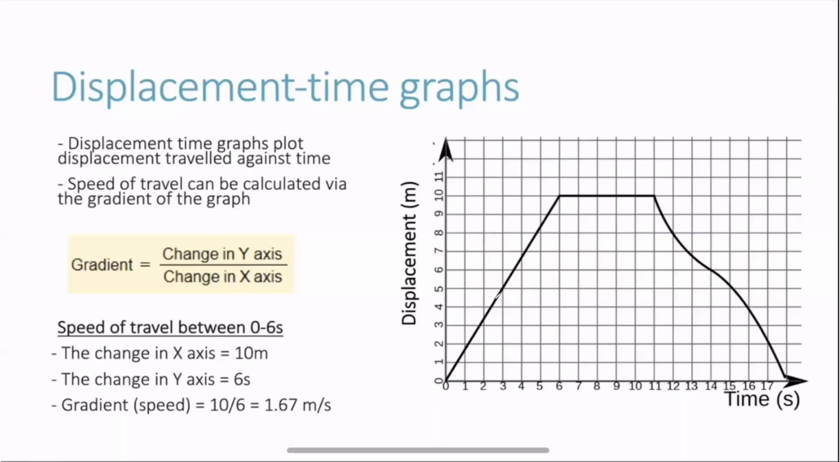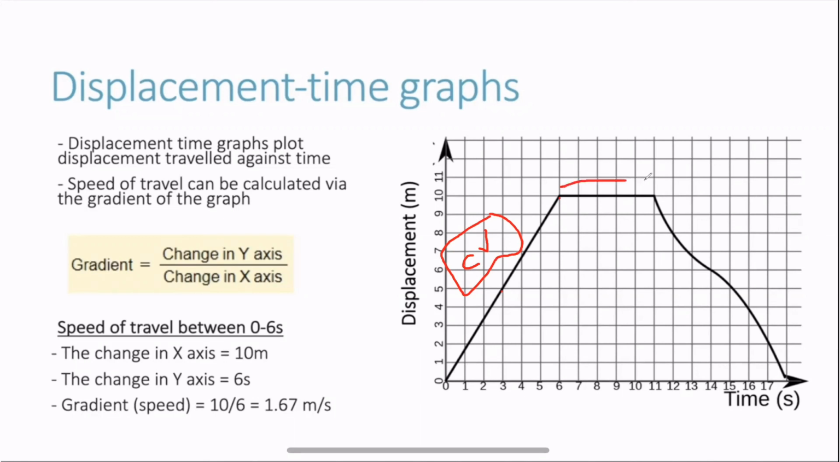And friends, from here to here we have constant velocity, or uniform motion, because equal distance is being covered in equal time intervals. Whether you take this point or this point, an equal amount of displacement is happening in equal time intervals.